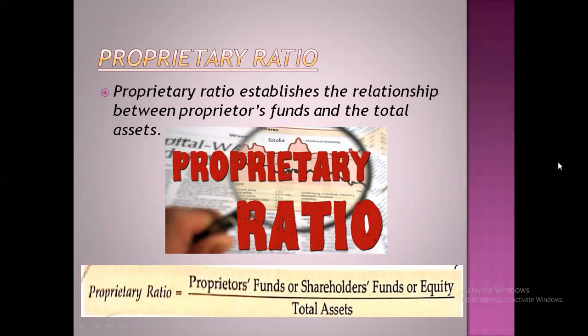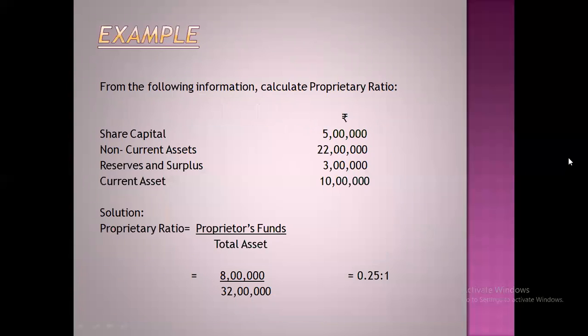So proprietary ratio will be proprietor's fund or shareholder fund or equity, or the other name is net worth also, divided by the total asset. Now how to calculate it? Share capital is 5 lakh, non-current asset is 22 lakh, reserve and surplus is 3 lakh, current asset is 10 lakh. And the formula of proprietary ratio is proprietor's fund upon total asset.